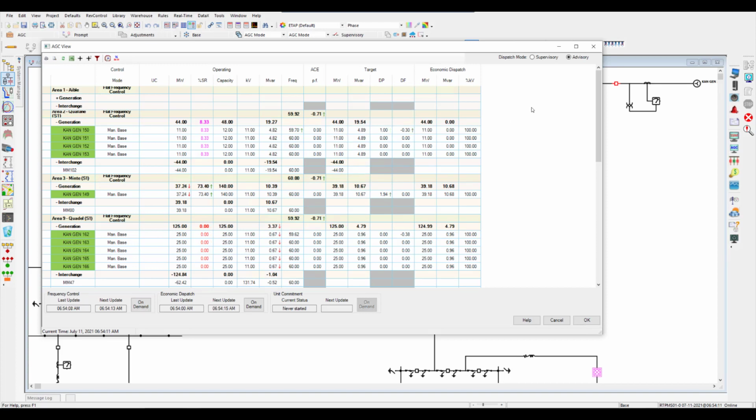And these types of controls can be in advisory mode, where you're just advising the operator in terms of what set points or targets to dispatch, or they can be in supervisory mode, where the AGC program, along with economic dispatch and unit commitment, are in a closed loop mode, dispatching the generator on a continuous basis.